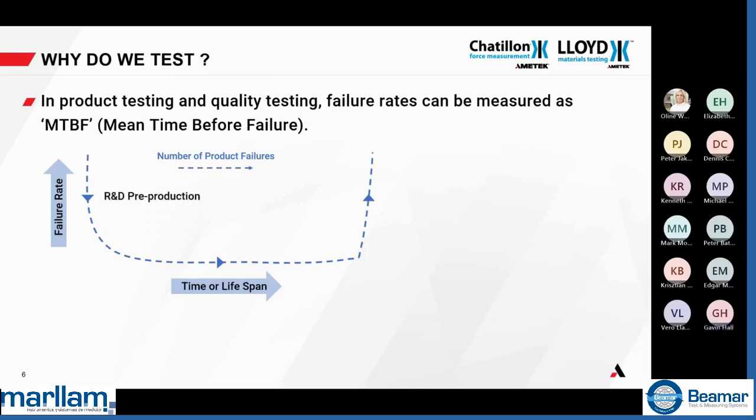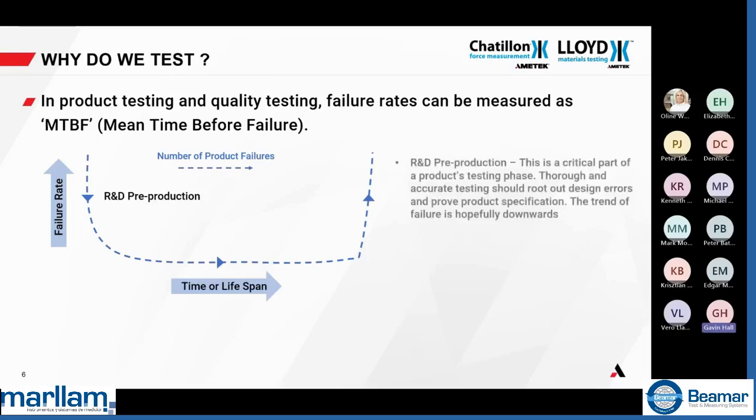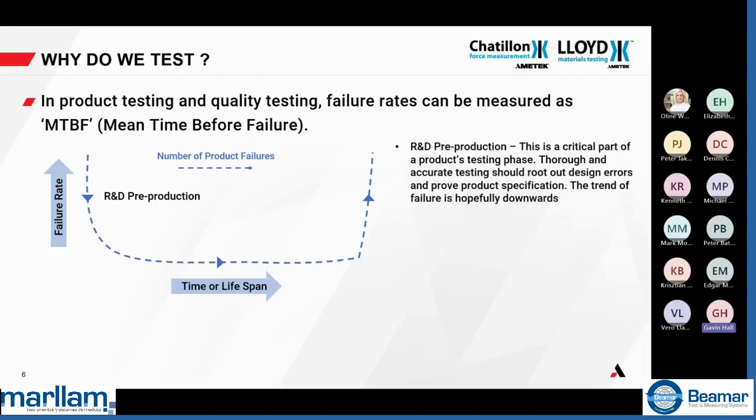Typically with a product design, we start off with R&D, the research and design, pre-production phase. During that cycle, it's a critical part of the product's testing phase, because at this time we're looking at how it was designed and whether it has met its design criteria, its need for existing. Accurate testing should root out any design errors and prove the product specification, if there is one, hopefully there is, and the trend of the failure is hopefully downwards.